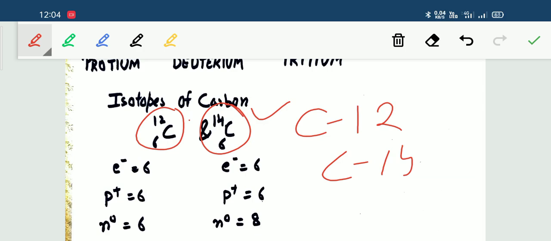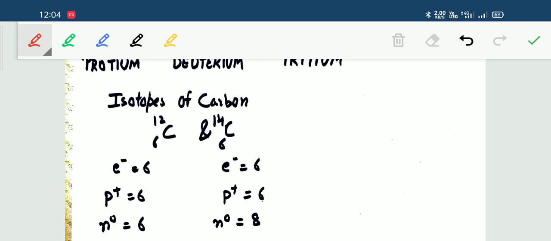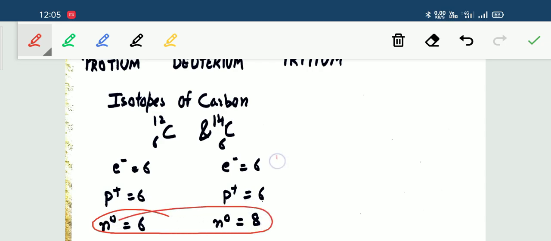The basic difference is that in both cases the atomic number is 6, that means both of them have the same number of protons, that is 6. And since they are neutral, the number of electrons will also be equal to 6. We know that the number of neutrons is equal to mass number minus atomic number. Therefore for the first case, 12 minus 6 is equal to 6, and for the second case, 14 minus 6 is equal to 8. So here we can conclude that isotopes differ only on the basis of the number of neutrons. They have the same number of electrons as well as protons but different neutrons.